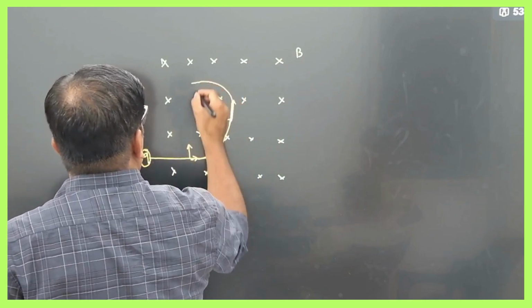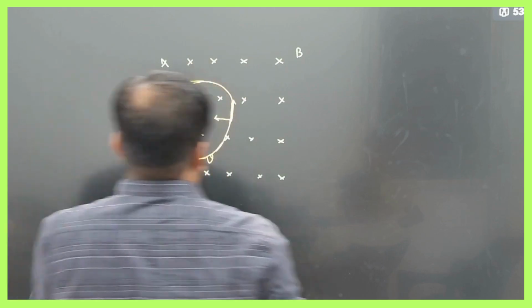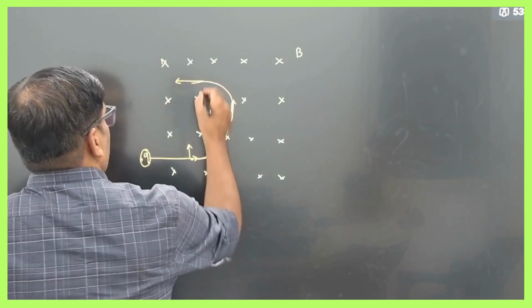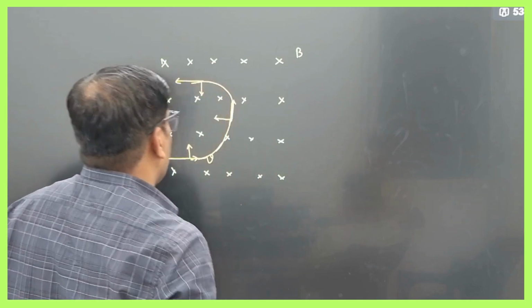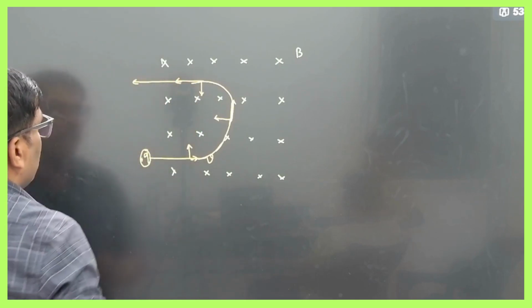So here, this is the velocity, this side is the field, and this side will be the direction of force. So it is going to experience a downward force, and therefore it comes out with this motion.